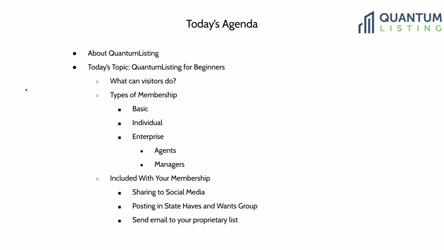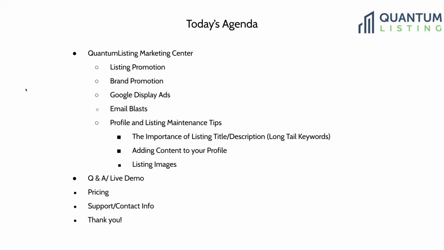So here's our agenda. We're going to talk about what visitors to the site do. We'll talk about the types of membership, which are basic, individual, and enterprise. And within the enterprise category, you can have agents and managers as well. Included with your membership are things, and these are the premium memberships, the enterprise and individual. You can share to social media. You can post in your state haves and wants group. You can send emails to your proprietary list. We also give you a complimentary email blast if you're a premium member of one of your listings.